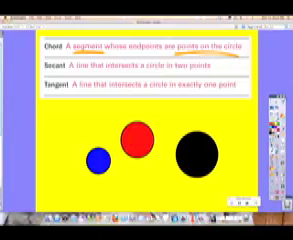Okay, so a chord, segment whose endpoints are, where are they on the circle? They're on the circle. Okay, so let me choose a color that'll work. I'm going to deal with this blue one. So from here to there, that'd be a chord. Stops on the circle, goes through the circle.